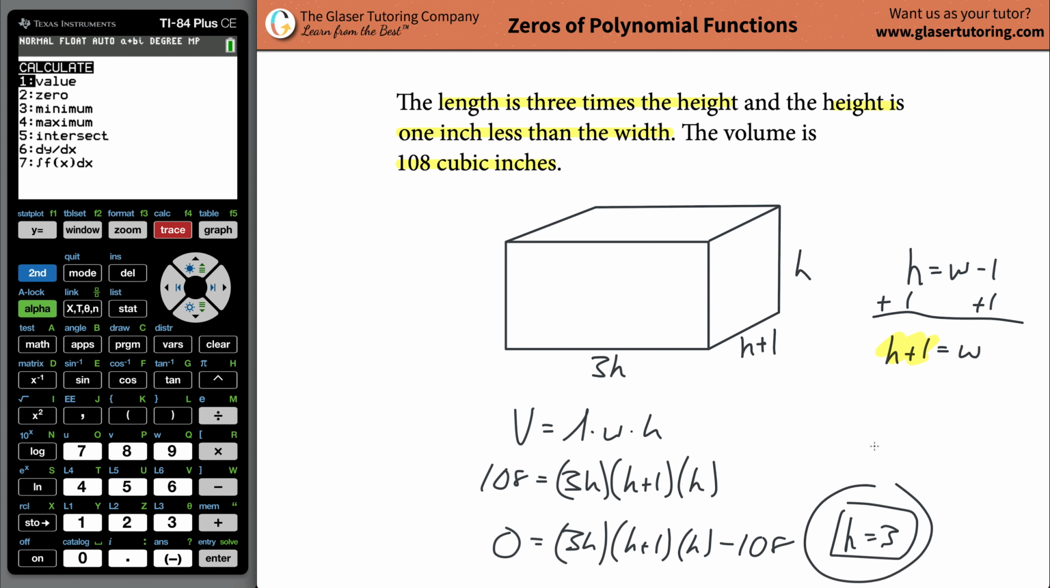You found the height. You found the height is 3. So what we know is this. We know the height is going to be 3. And we know that the length was going to be 3 times that height, so now that should be 9. And we know that the width was going to be 1 inch more because the height was 1 inch less than the width, so that's 4. So if you take 9 times 4 times 3, guess what you're going to get? You're going to get 108, right? 3 times 4 is 12, and then 12 times 9 is going to be 108.